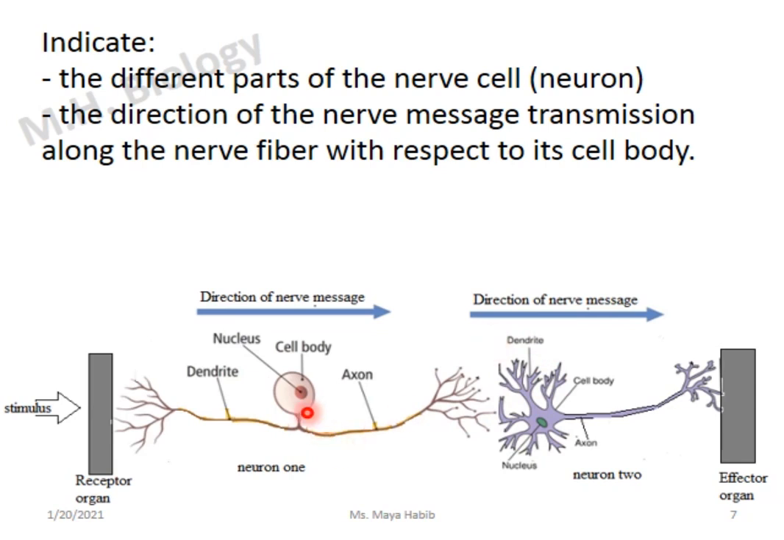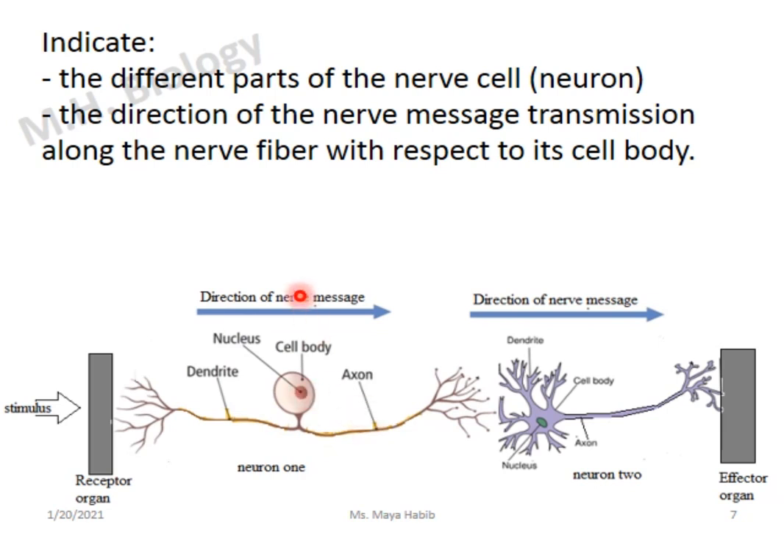Of course, you have this part of the cell known as the cell body containing the nucleus, and you can see in here the cell body containing the nucleus. And also you have another nerve fiber, which is the axon, and also you have this axon in here. So we can say that the different parts of the nerve cell will be dendrite, which could be one or many, cell body containing the nucleus, and an axon.